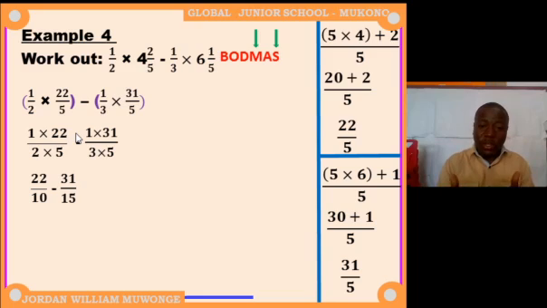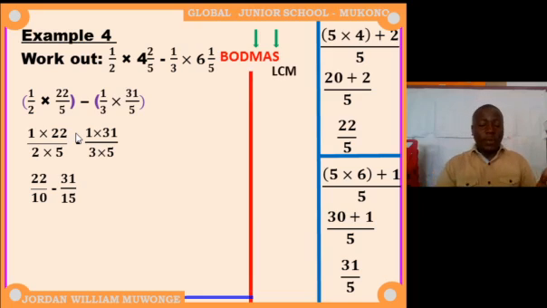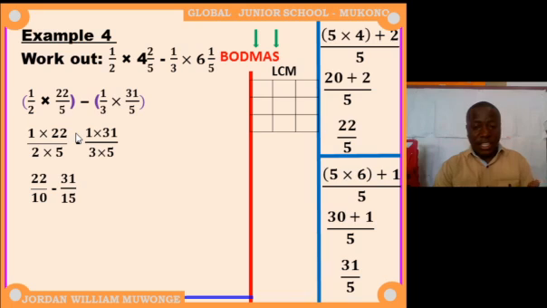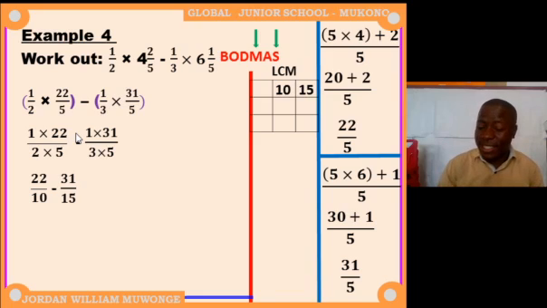If you don't call it lowest common denominator, LCD, you can call it lowest common multiple. Since these ones are fractions, you can as well call it lowest common denominator. LCM of the denominators. Remember, the first denominator is 10 and the second one is 15. Now we ask ourselves, what smallest prime number can divide either 10 or 15? Yes, the smallest prime number is 2.